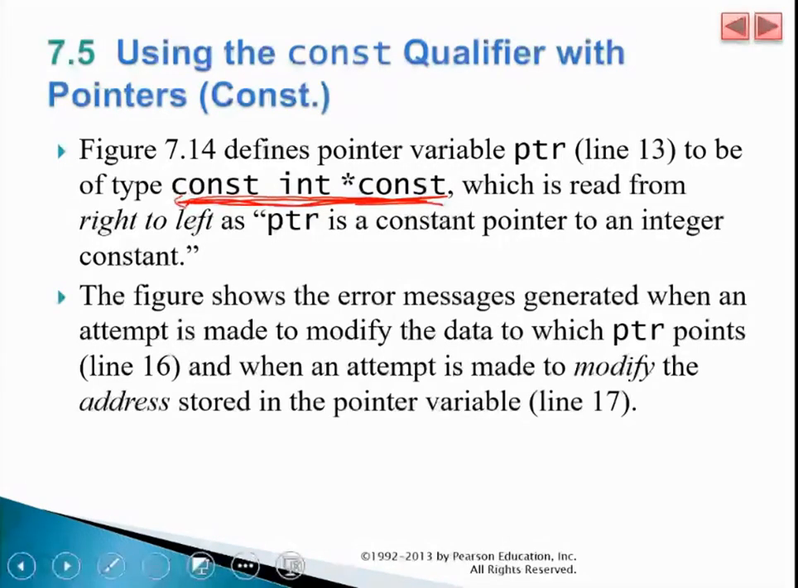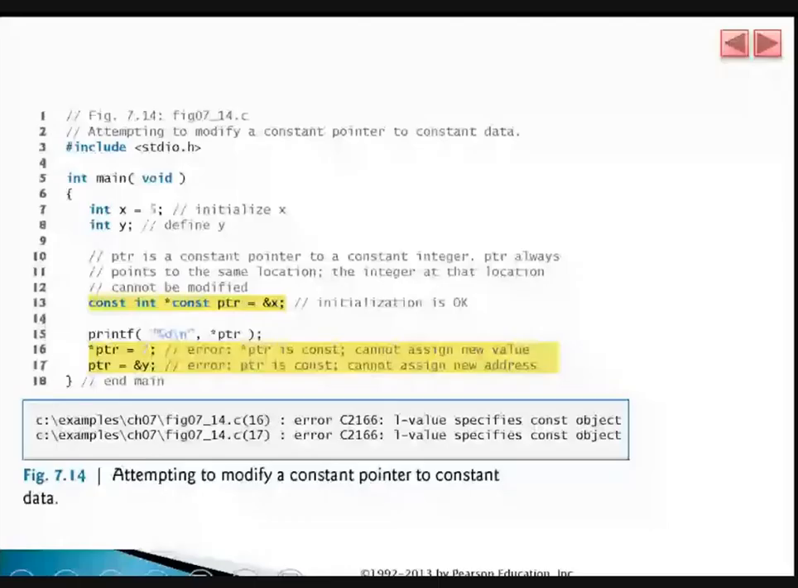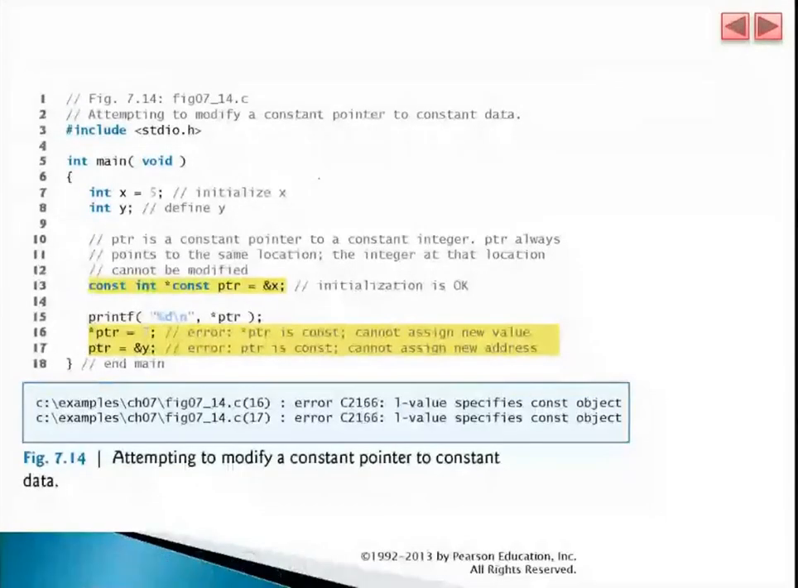Now let's see an example. So x is initialized with 5. There is another variable y. Now the pointer I am making is such that the pointer is also constant and the data is also constant. So neither this particular line is allowed nor this particular line is allowed. Once it is done, it is done.